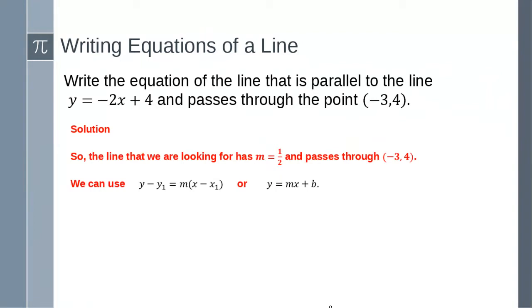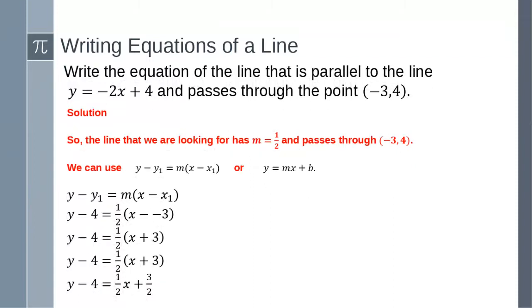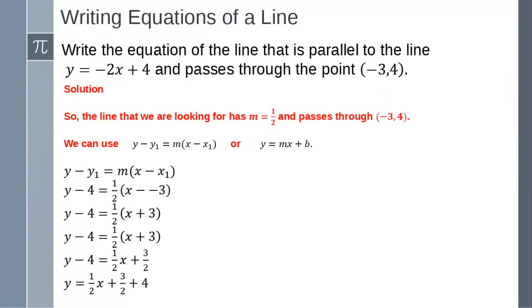Okay, so same process. Again, you can use either method. So y minus 4 is equal to the slope of a half. X minus -3. Simplify. So negative negative is positive. And then we're going to distribute the half. So 1/2 x, and then 1/2 times 3 is 3 halves. And then we're going to add the 4. Okay, so I added the 4 here.